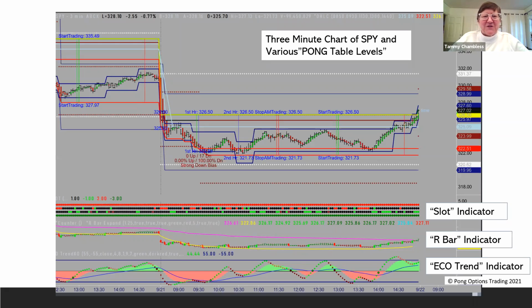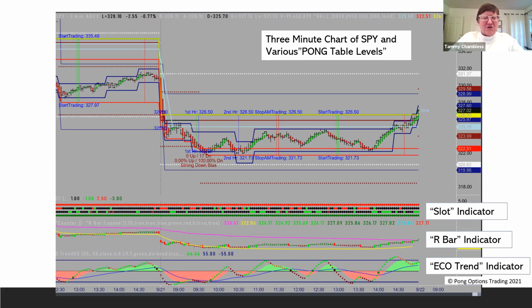If you compare that to a chart that day of typical candles, you'll notice that the color is different. PONG assigns a certain color to the candle, but the price of that candle is the correct price that you'll see. Then there are other things like these lines that we call PONG tables, and a slot indicator. We'll show you how to use that.